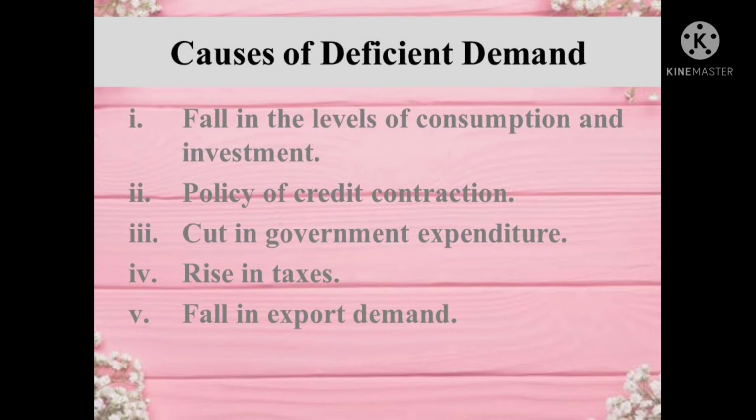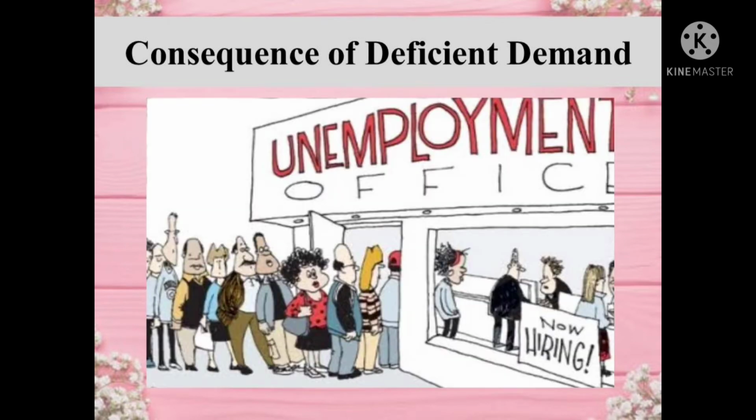Point number 5, fall in export demand. Exports may fall due to comparatively higher prices of domestic goods or due to increase in the exchange rate of domestic currency. This will lead to deficient demand. Next, consequence of deficient demand.